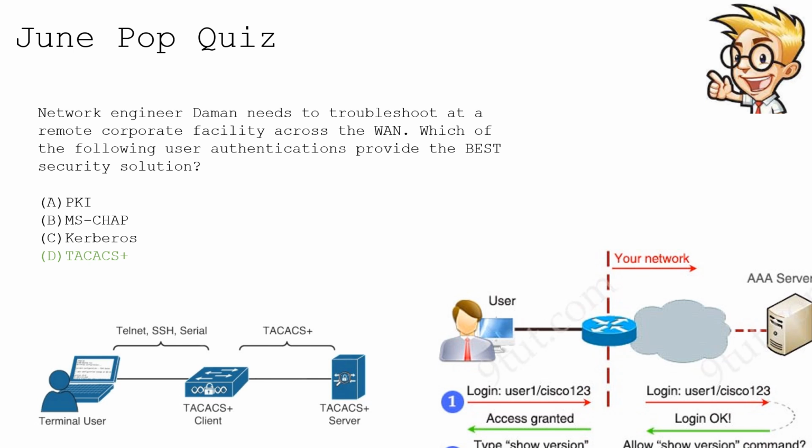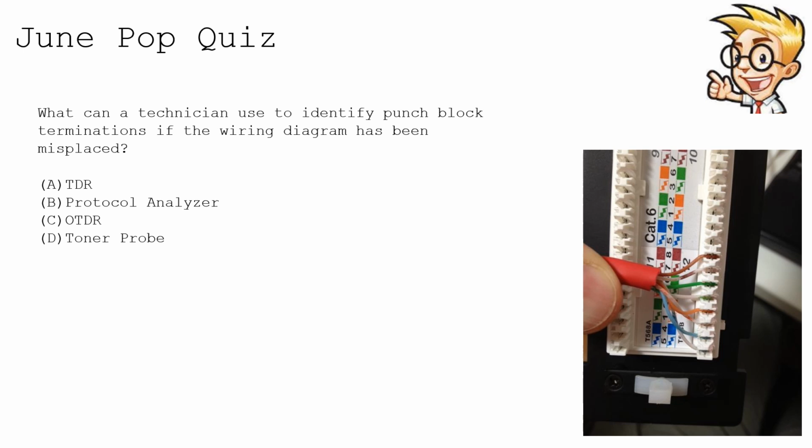Okay, next question. Okay, and our last question will be related to cabling and wiring and infrastructure and how to resolve problems with them. Okay, here's the question. What can a technician use to identify punch block terminations if the wiring diagram has been misplaced? So if these wires are not set up correctly, how can you verify that? Okay, A, a time domain reflectometer, which is a tool we use to troubleshoot cables. B, a protocol analyzer. C, an optical time domain reflectometer, or D, a toner probe.